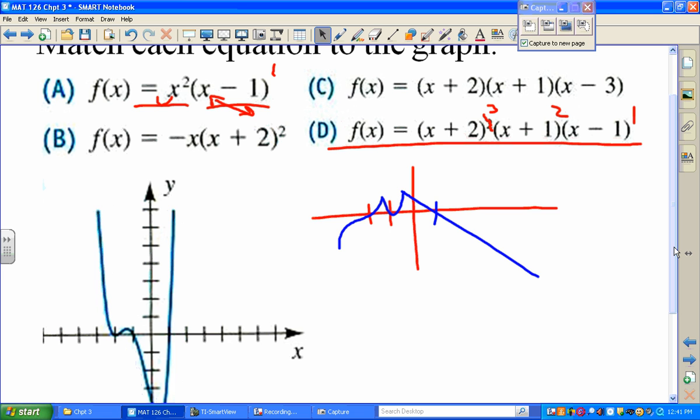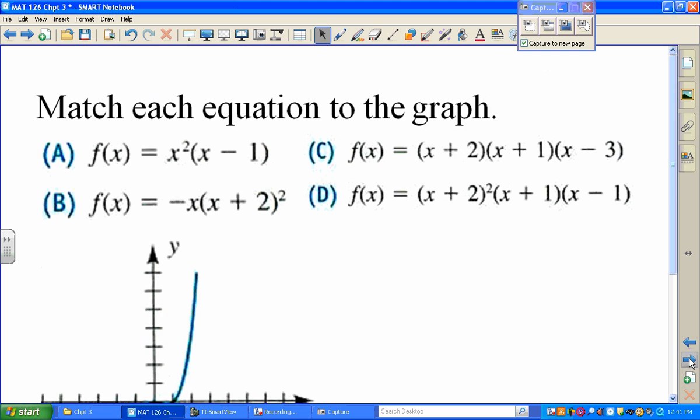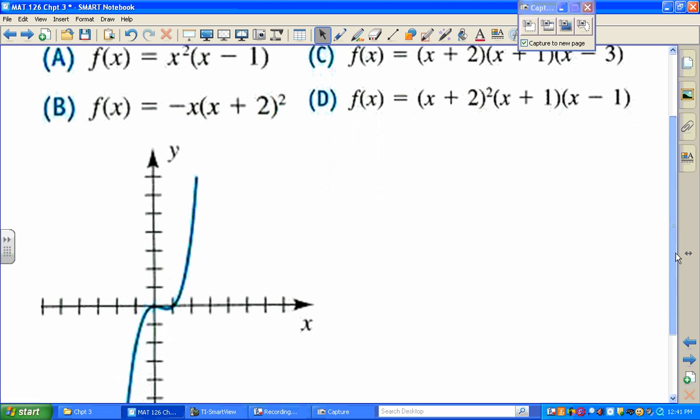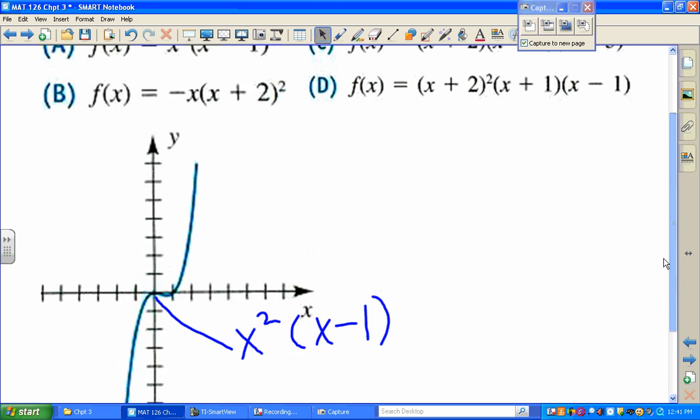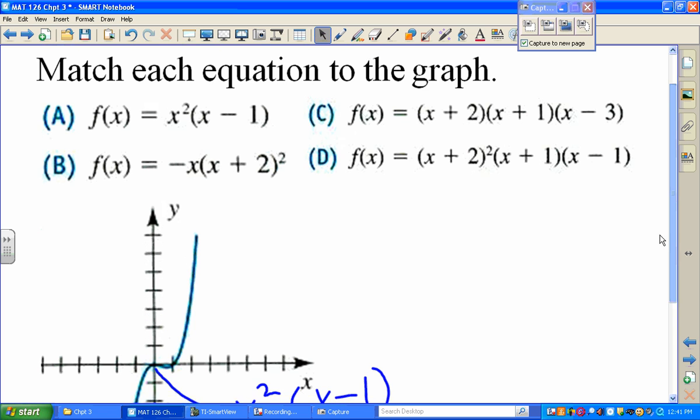Okay? Moving on. Do we do this one? Oh, same thing. So I'm going to have an x squared based on this graph. That's going to be an x squared. And based on this graph, that looks pretty linear. So I'm going to have an x minus 1. Which one is that? Oh, A.